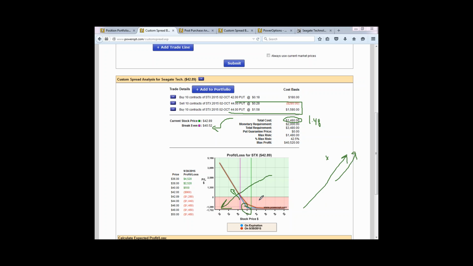I typically will only do this if I have 10 to 15 days remaining to expiration. 7 days left is very hard unless I really think this stock is just going to keep collapsing over the next 7 to 8 days.